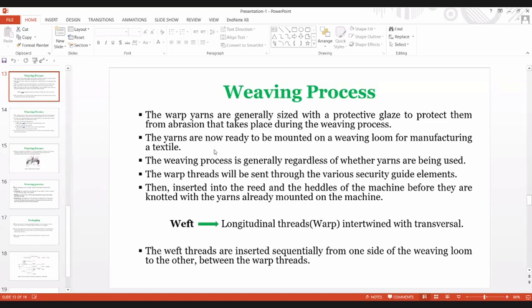Now, the weave is the longitudinal threads intertwined with the transversal. The weft threads are inserted sequentially from one side of the weaving loom to the other between the warp threads.